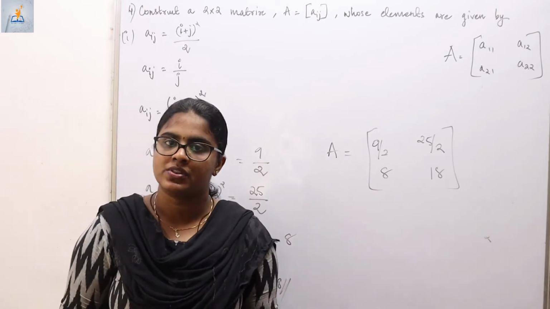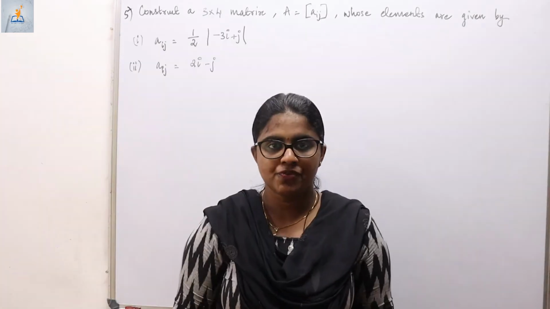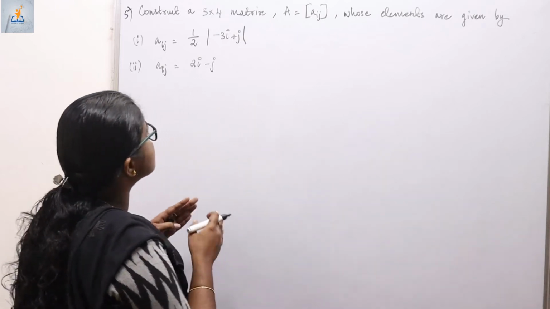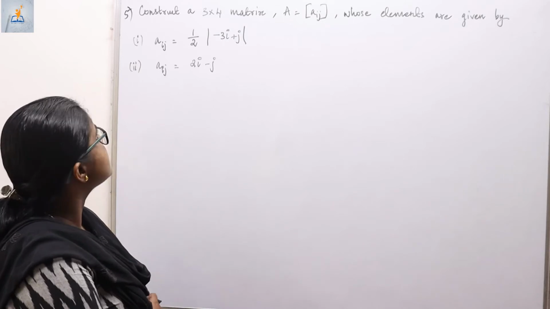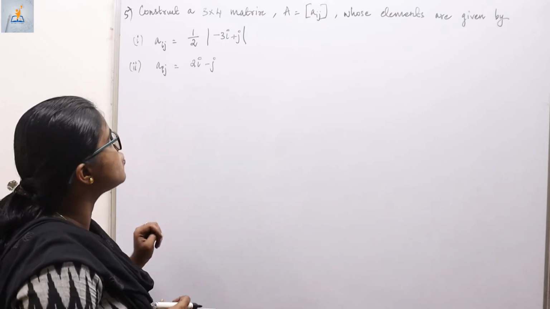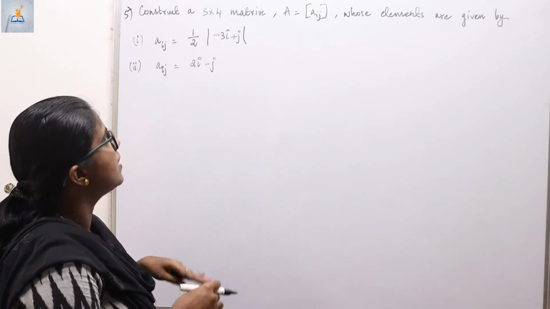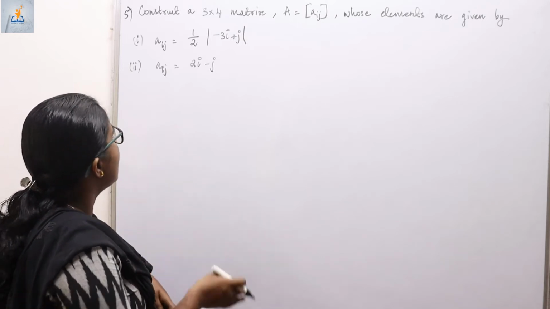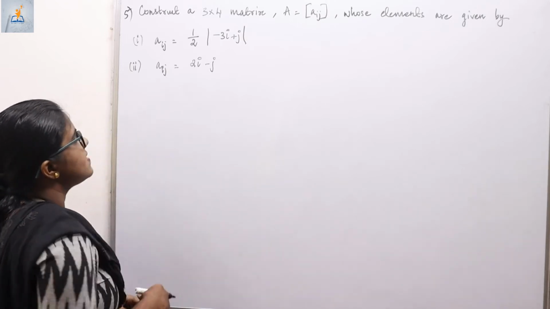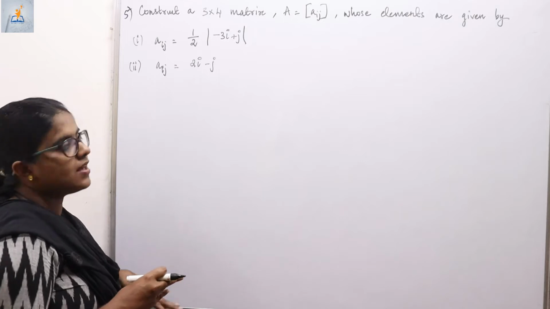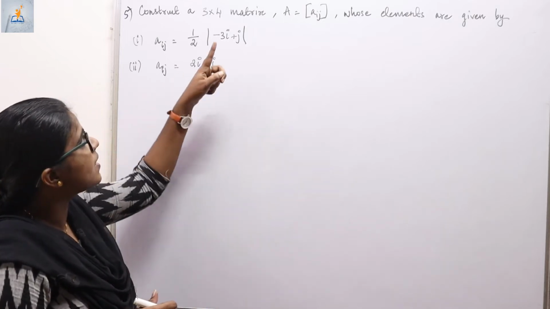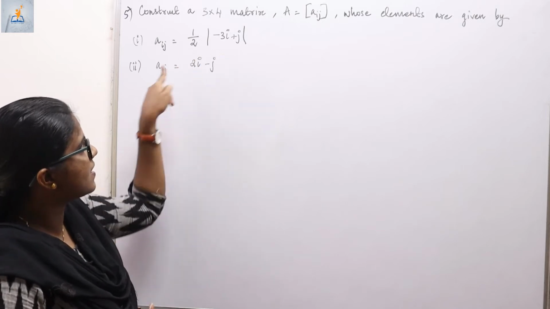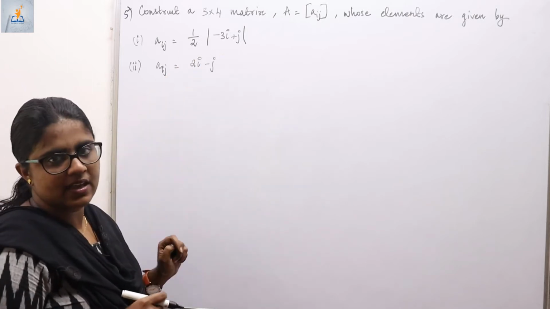Now we shall move to the next question. Now the fifth question is like this. Construct a 3 by 4 matrix A is equal to Aij, whose elements are given by Aij is equal to 1 by 2 times modulus of minus 3i plus j. And the second question is Aij is equal to 2i minus j. So the general form of the matrix is given, and we have to find a 3 by 4 matrix with this as the general form and then this as the general form.